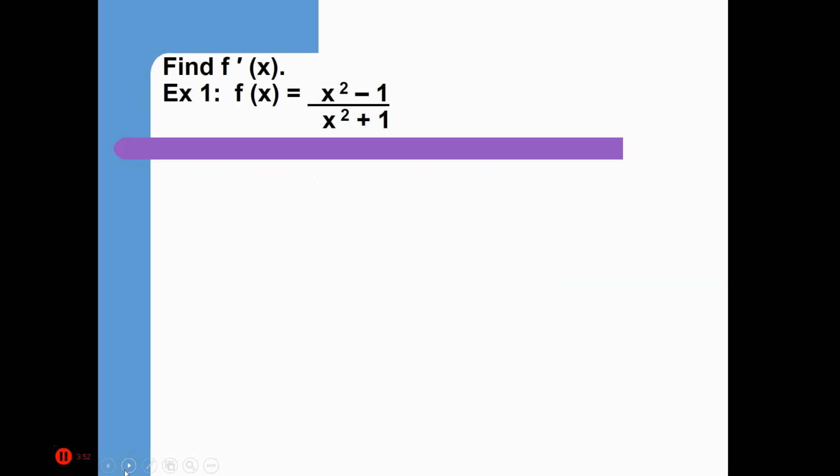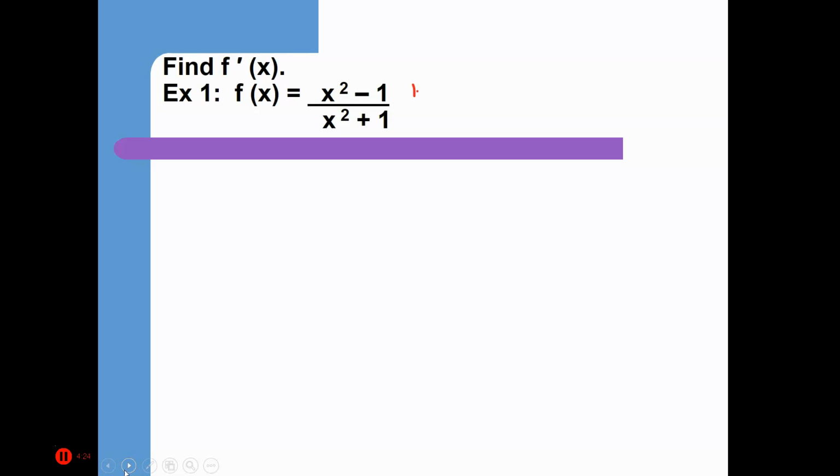All right, so the directions are going to look like this. Find f prime of x given f of x equals x squared minus 1 over x squared plus 2. Yes, the numerator is a difference of squares, but the denominator is a sum of squares. You cannot factor and simplify, so there's no way to clean this up algebraically. So we are going to do the quotient rule.